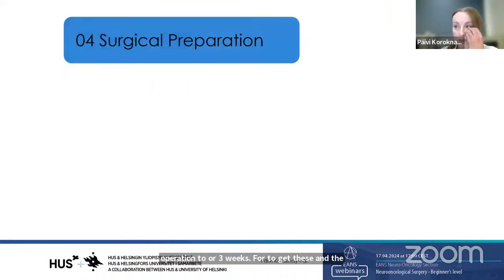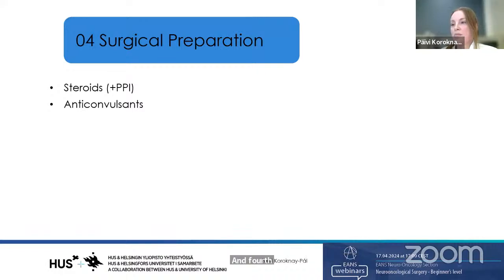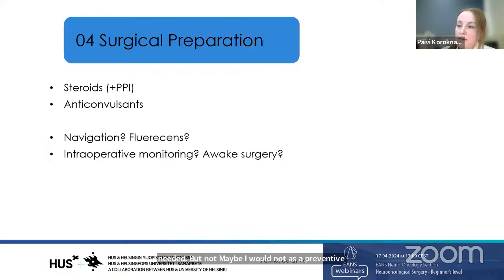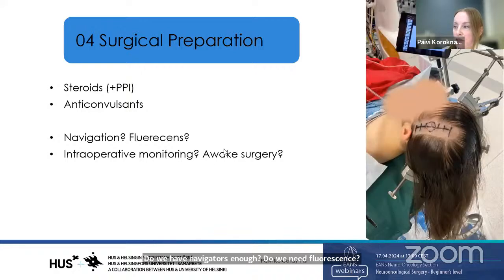And 4th step, surgical preparation. We start steroids and proton pump inhibitors, usually when there is edema, anticonvulsants when needed, but I would say not as a preventive treatment. And then we have to discuss what we need in the operation theater. Do we need navigation? Do we have navigators enough? Do we need fluorescence? Do we need something special like intraoperative monitoring, awake surgery?